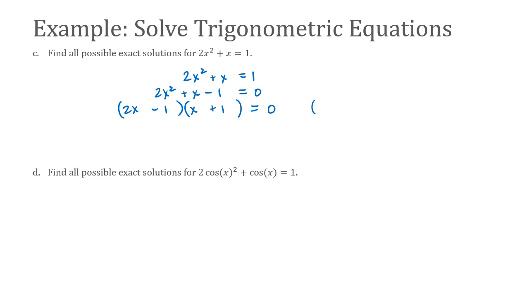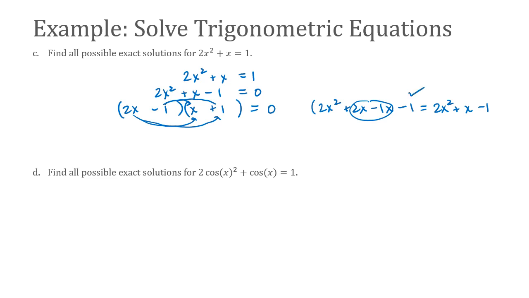So 2x times x would be 2x squared, right? 2x times +1 is plus 2x. -1 times x is -1x. And -1 times +1 is -1. And let's see, does that equal what I want it to? 2x squared. These two inner terms are going to reduce to just plus 1x, and I'm left with the -1. So yes, that does work.